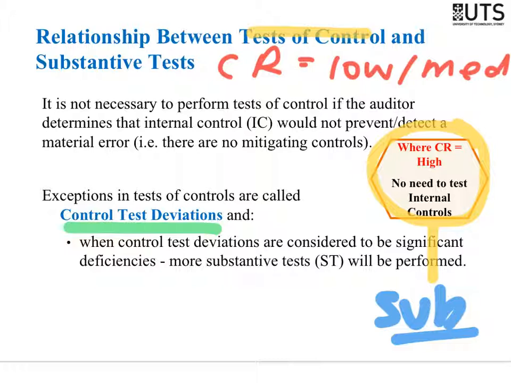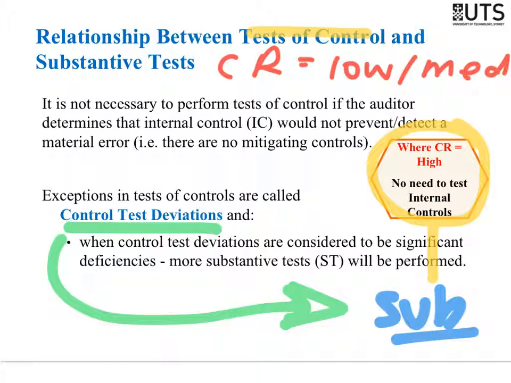All right? Now, if enough of those happen, you realize, I can't rely on this control. It's not working. As a result, you would shift and do more substantive testing. That's your relationship. Now, on that note, I'm going to mention one more thing.